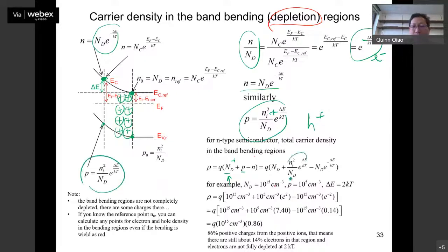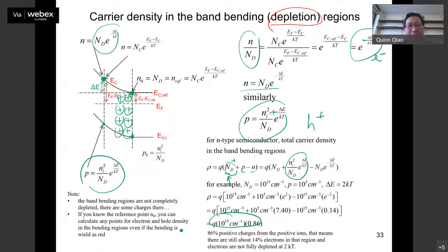Then there's still some positive charge from ionized ND, the dopant, right? And then the negative charge is N, the majority carriers inside. So that's it. You have the positive ions, plus the positive charge, minus the negative charge. That's equal to the total charge you have. If you calculate that, that's about 86% of positive ions.